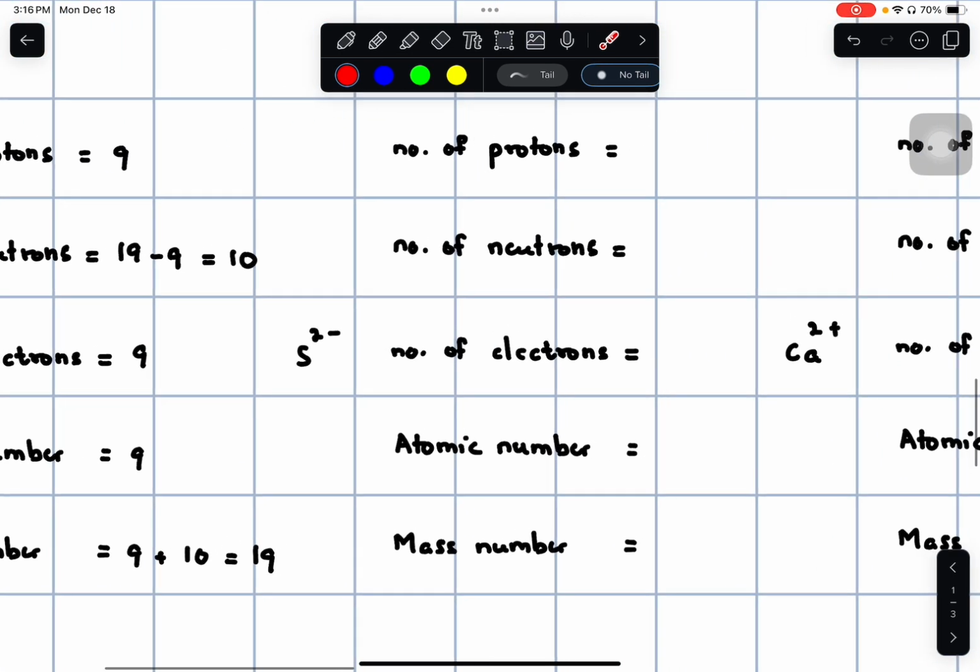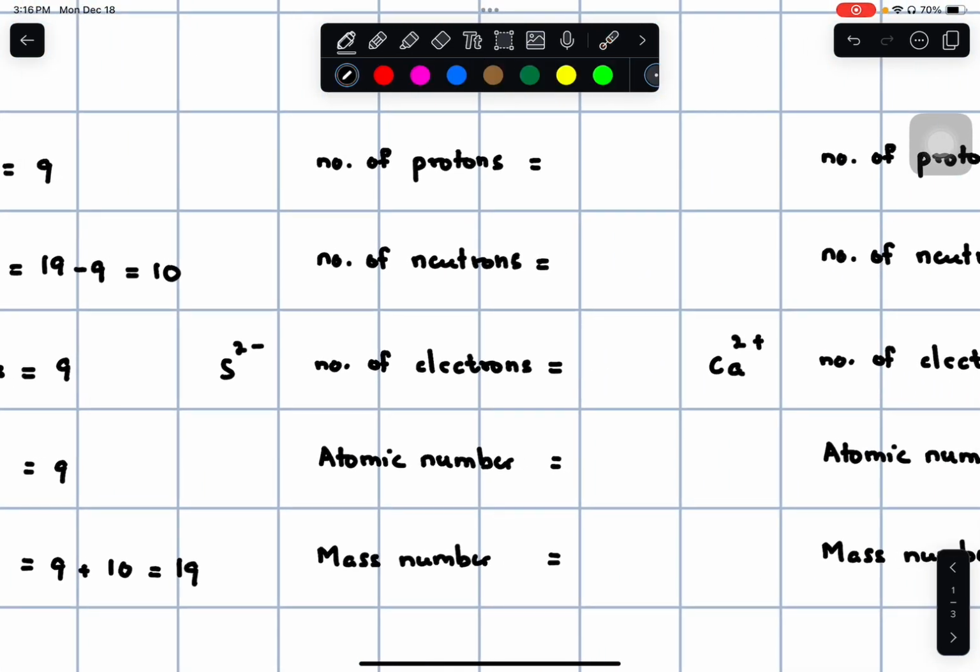Now, students tend to get a little bit more confused when it comes to ions, where it has either more electrons or fewer electrons. Now we have a sulfide ion here with a charge of S2 minus. Now how do we work this out? Notice that you're not given a proton number in this case.